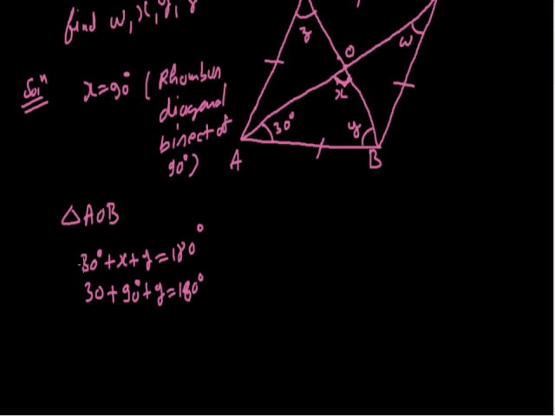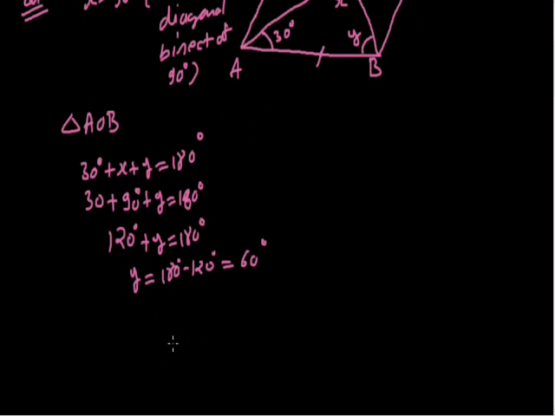So 30 plus 90, that is 120, plus y equals 180 degrees. So y equals 180 minus 120, that is 60 degrees. So the value of y is 60 degrees.